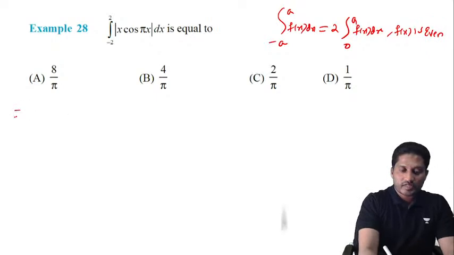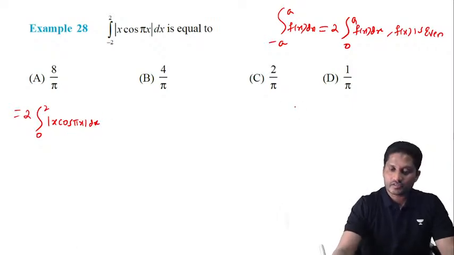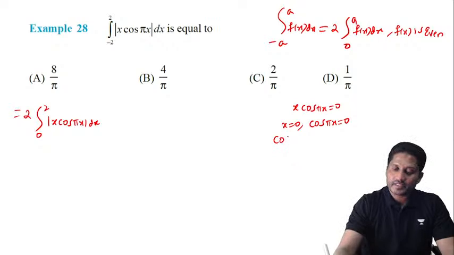Now I can write this as 2 times integration 0 to 2 modulus of x into cos pi x dx. Alright, now I'll equate this to 0. X into cos pi x is equal to 0. Okay, x is equal to 0, which is already the lower limit. Cos pi x is equal to 0. I can write cos pi x is equal to 0 means cos pi by 2, cos 3 pi by 2 and cos 5 pi by 2 and so on.